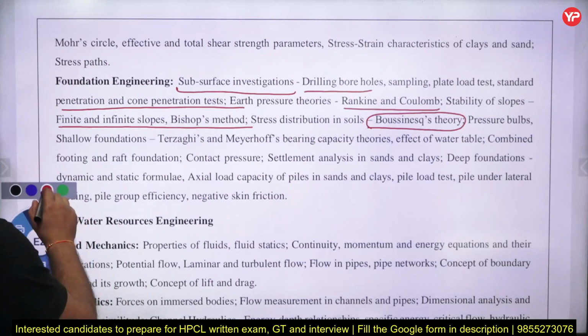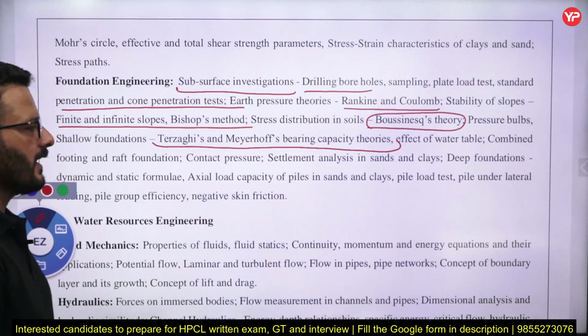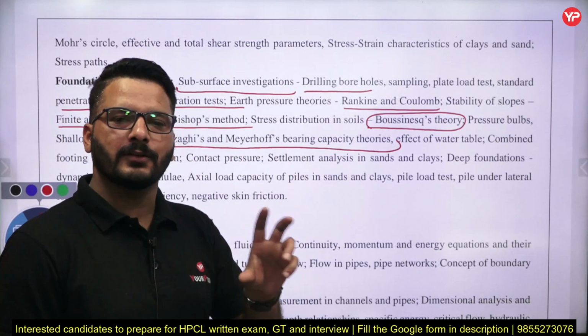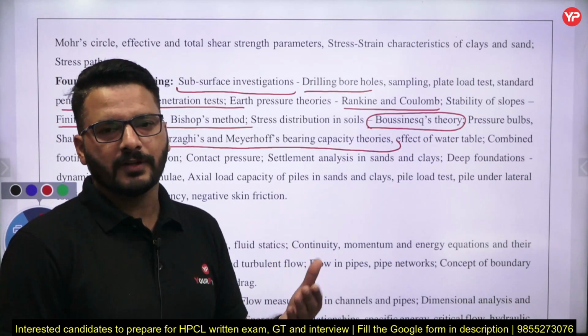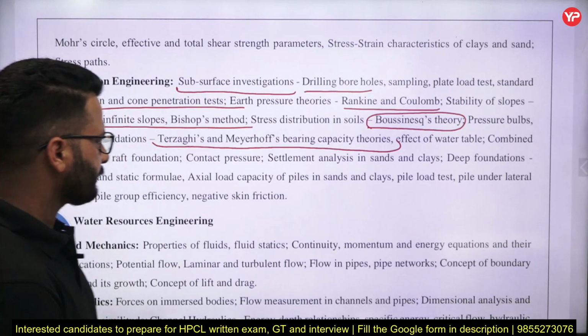For shallow foundation theory, you have to go through Terzaghi's theory, Meyerhof's theory, and the bearing capacity theories that we have. Mostly you have to go with Terzaghi's theory, but you should also keep the assumptions of the other theories that we have, Skempton's theory, Meyerhof's theory. Which theory is for what type of soil, right?